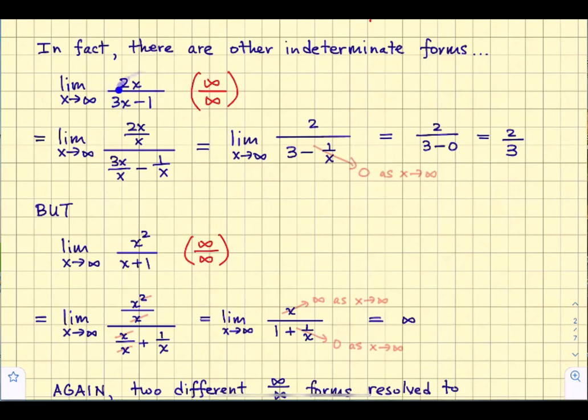In this particular example, if we were to divide through by an x in all 3 terms, and then we were to simplify, here we get a 2, here we get a 3, here we get a 1 over x, and then we were to take the limit as x goes to infinity, this is just a 2, this is just a 3, and as x goes to infinity, 1 over x goes to 0, so this just becomes a 2/3. So this example comes out to be 2/3.